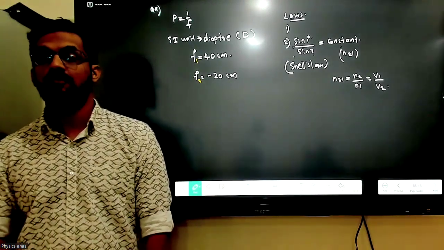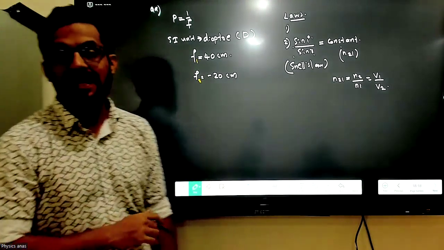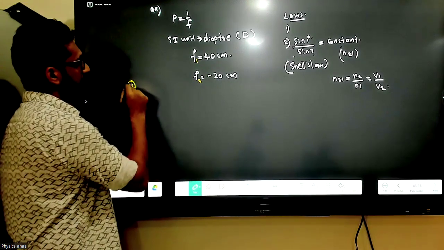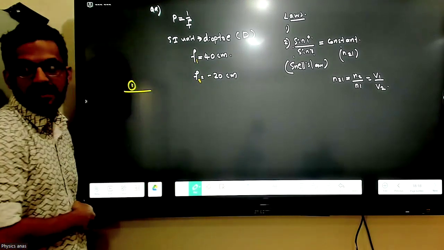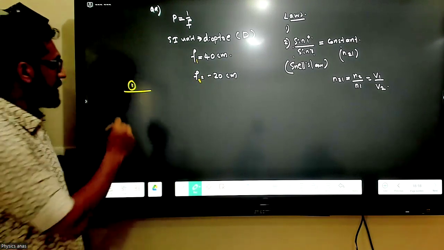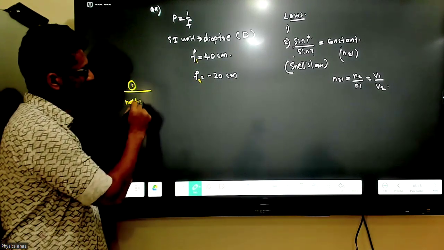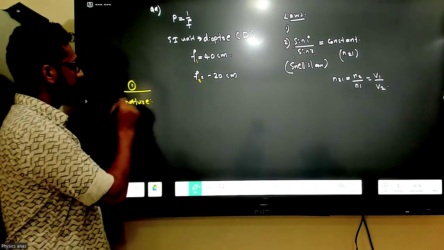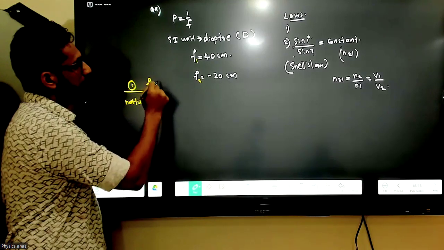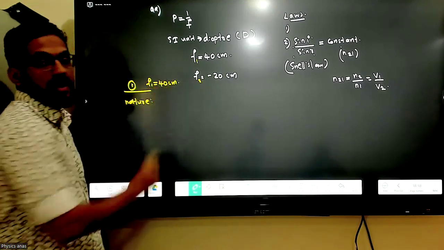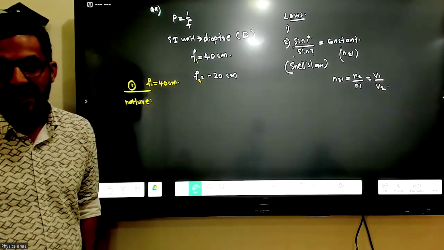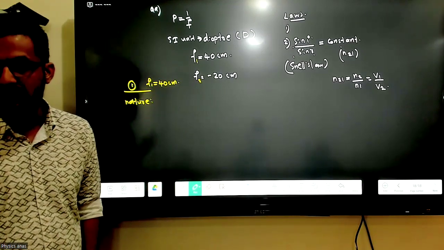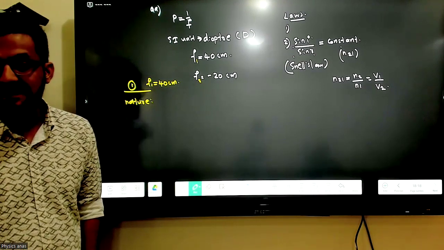Write the nature and power of each lens. So the first lens, I am taking the first lens. What is the nature of the first lens? Nature means what type of lens is that? f1 is 40 centimeter. If the focal length is positive, what type of lens is that?